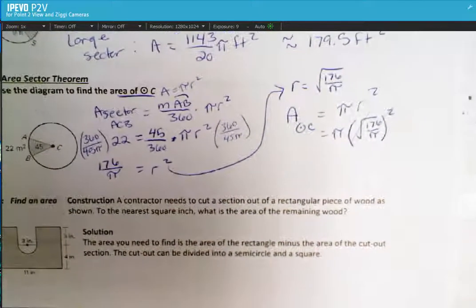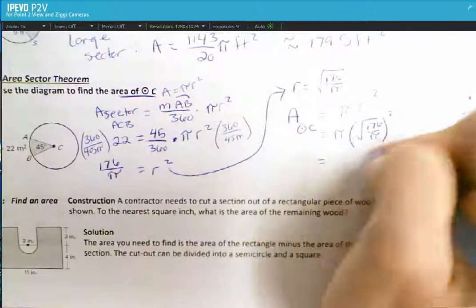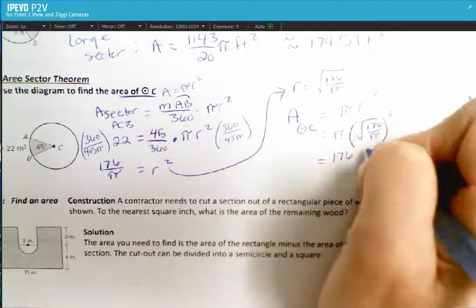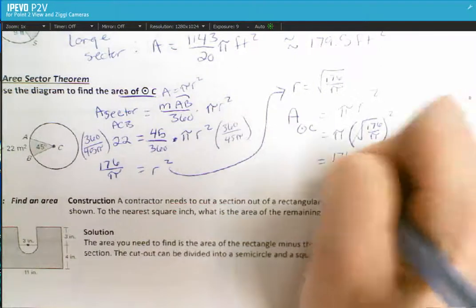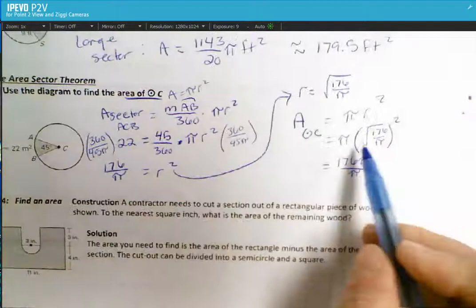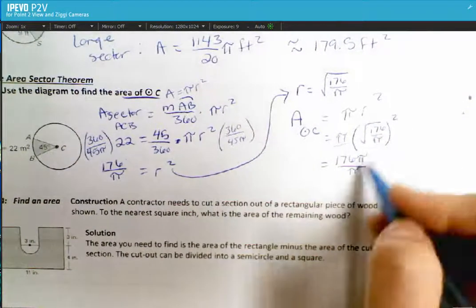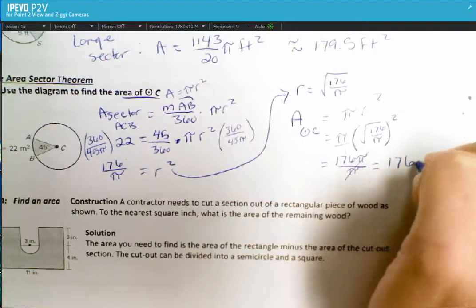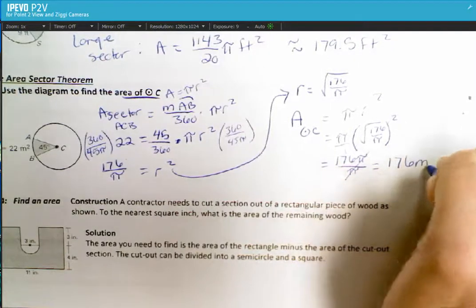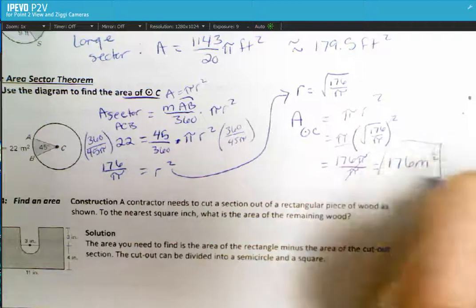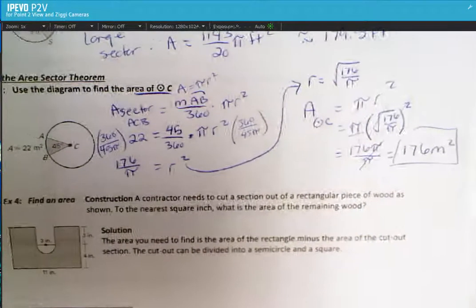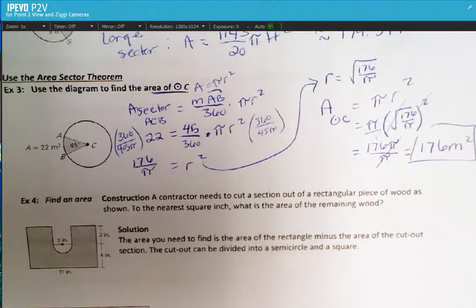Now remember, square root and squaring are inverse operations, so that ends up canceling out the root and the square. So I end up with an exact answer of 176 times pi over pi, because I'm just multiplying straight across. Well, the pi's cancel out, so I end up with 176. And we're looking at areas, so meters squared. Okay, so it's mostly the algebra that's going to mess you up, so keep an eye on what the rules are and make sure you're going step by step.